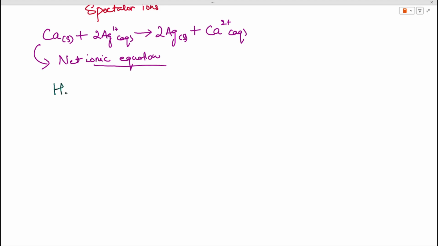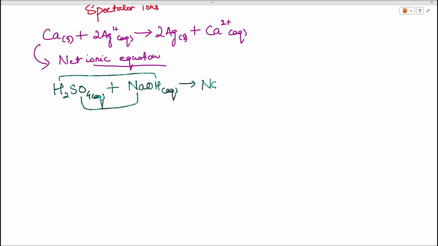So we are taking an acid, H2SO4, aqueous, and this is reacting with NaOH base, which is again aqueous. We know that in a double displacement reaction, the sodium will go with sulfate and the H will go with OH. So we have Na2SO4, which is aqueous because it is soluble in water, and H and OH together will produce H2O, and H2O is a liquid.